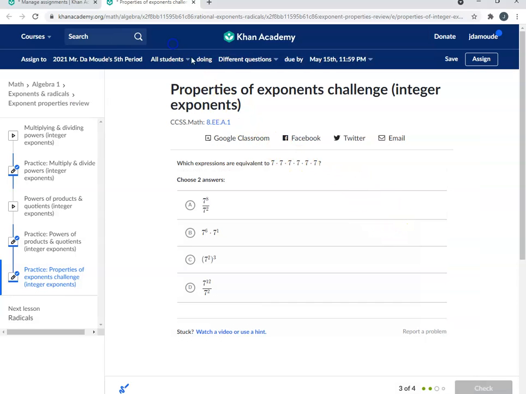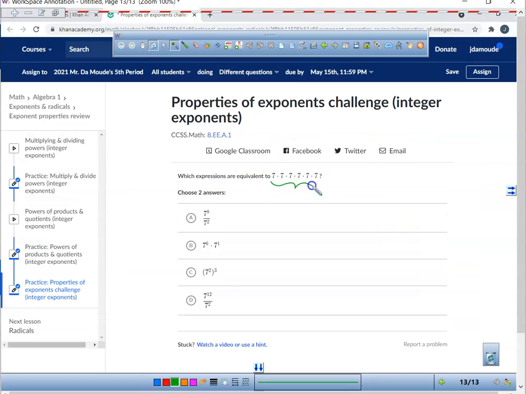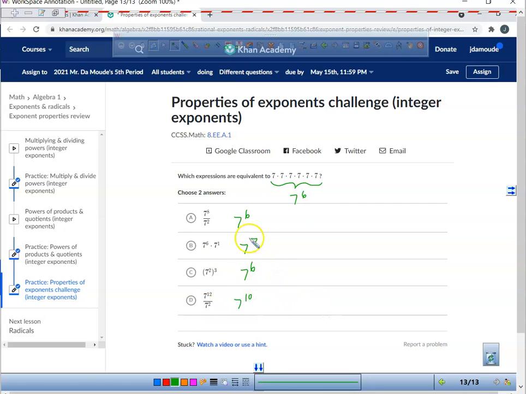All right. So now we do this problem. What does that mean? 1, 2, 3, 4. 1, 2, 3, 4, 5. That's 7 to the power of 6. So we just have to find another answer that equals 7 to the power of 6. Well, what's 8 minus 2? 6. What's 6 plus 1? 7. What's 2 times 3? 6. What's 12 minus 2? 10. So which are the only ones that equal 7 to the power of 6? This one and this one.